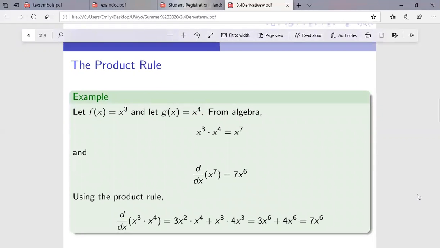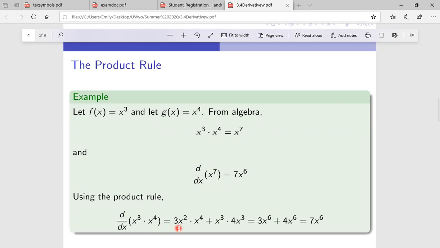So let f(x) equal x cubed and let g(x) equal x to the fourth. From algebra, we know that x cubed times x to the fourth, you just add the powers together and you get x to the power of 7. So d/dx of x to the 7 equals 7x to the 6. Now let's do the exact same thing using the product rule. So d/dx of x cubed times x to the fourth.